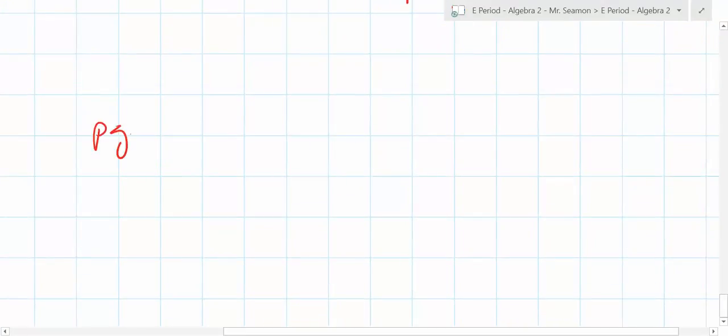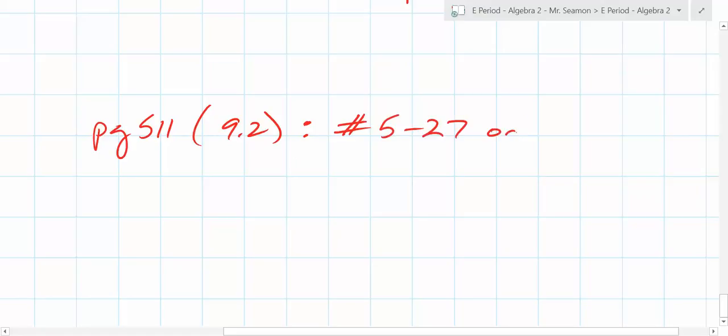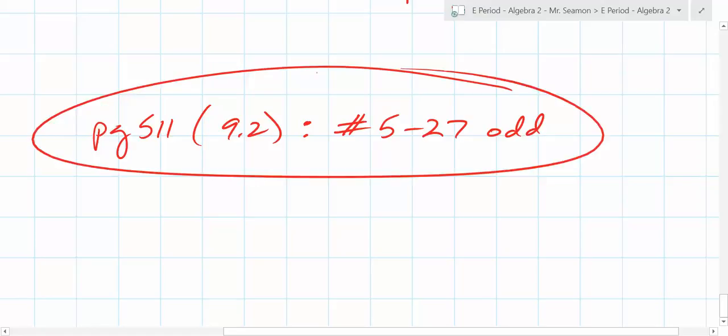So how about this? Page 511. This is 9.2. Okay, kids, there is your homework assignment right there. 9.2, numbers 5 through 27 odd.